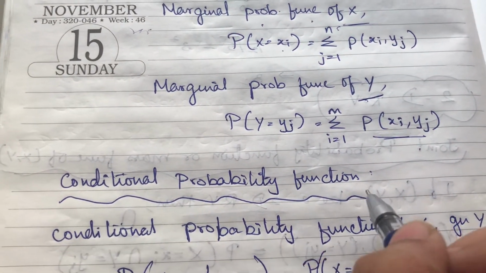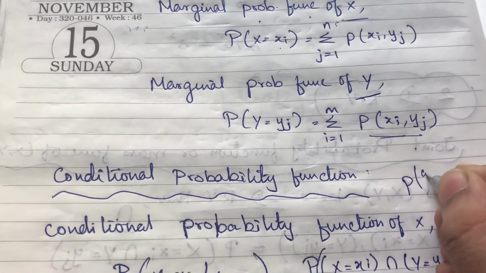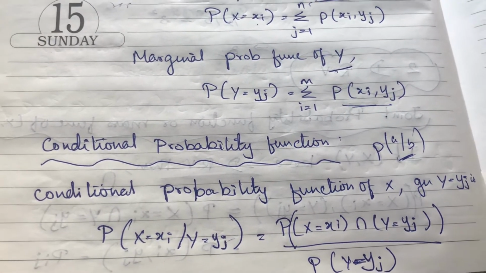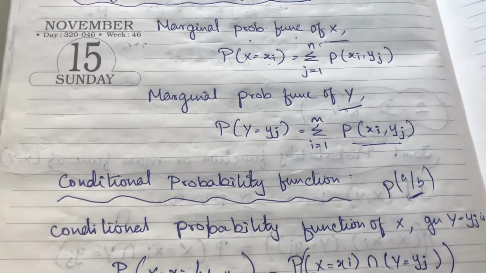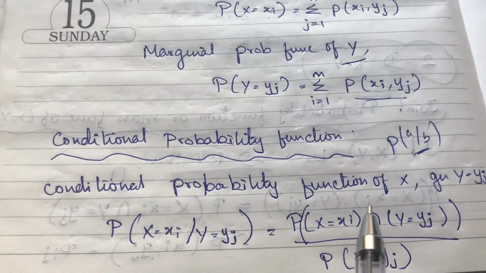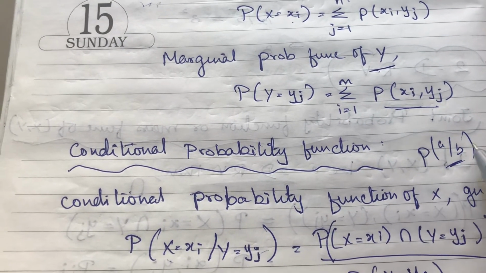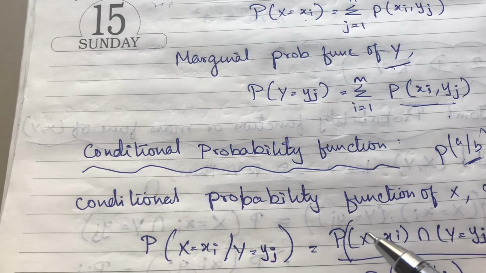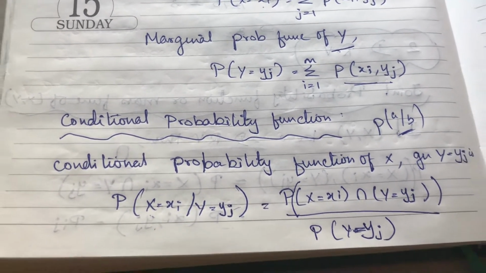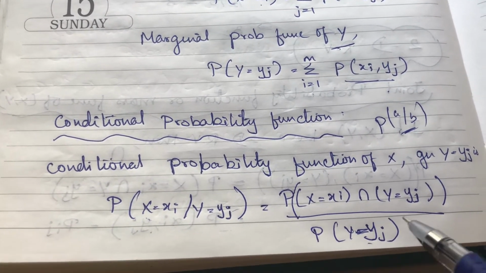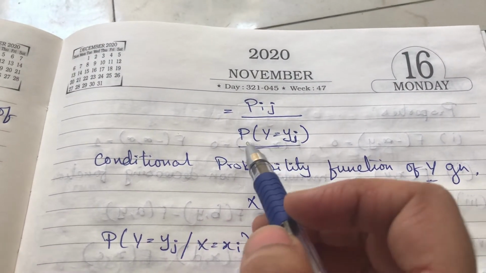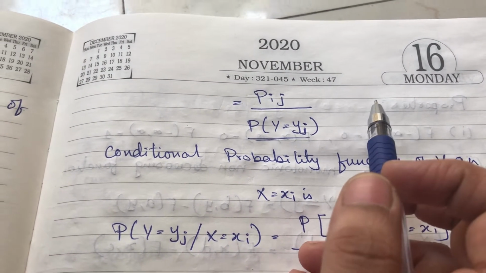Next one, conditional probability function. Normally the condition will be like a by b, right, in fraction. So the conditional probability function of x is given in division form: x equal to xi given y equal to yj. So just substitute all these values in the normal formula, like P of x equal to xi and y equal to yj. So from this we have found this formula. And then the next one, P of ij by P of y equal to yj.